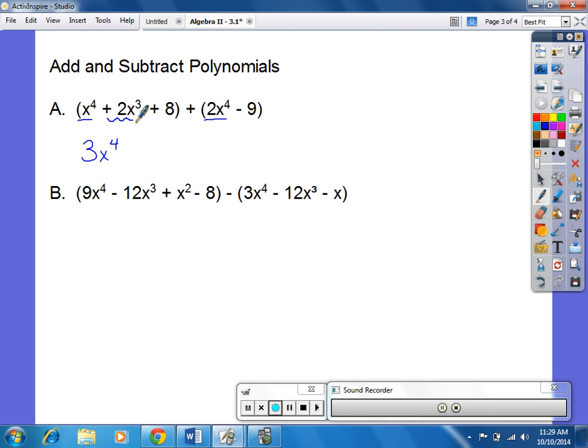Next would come this 2x cubed. No like terms to put with that, so I'll just copy down the 2x cubed. And last, a positive 8 plus a negative 9 is negative 1.